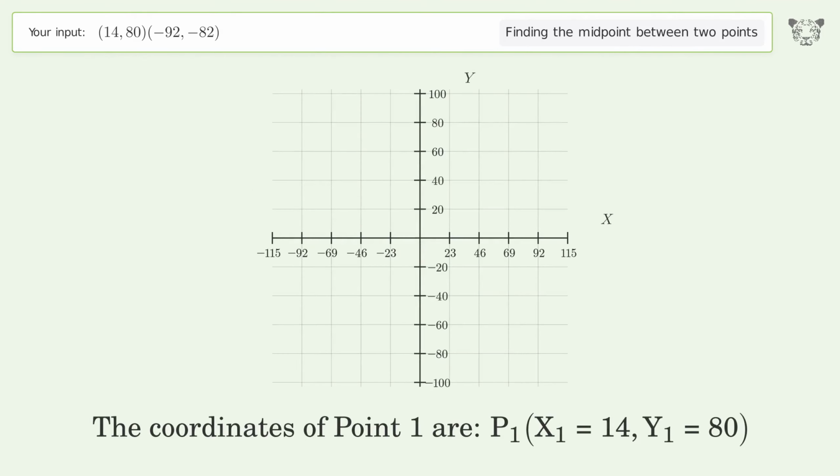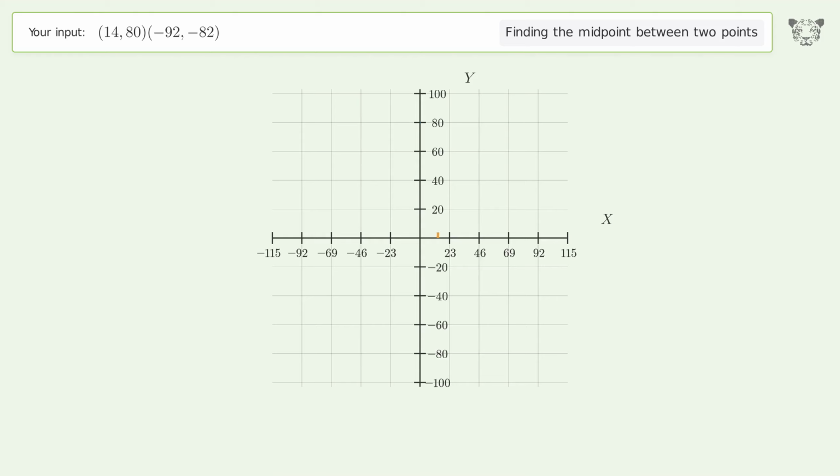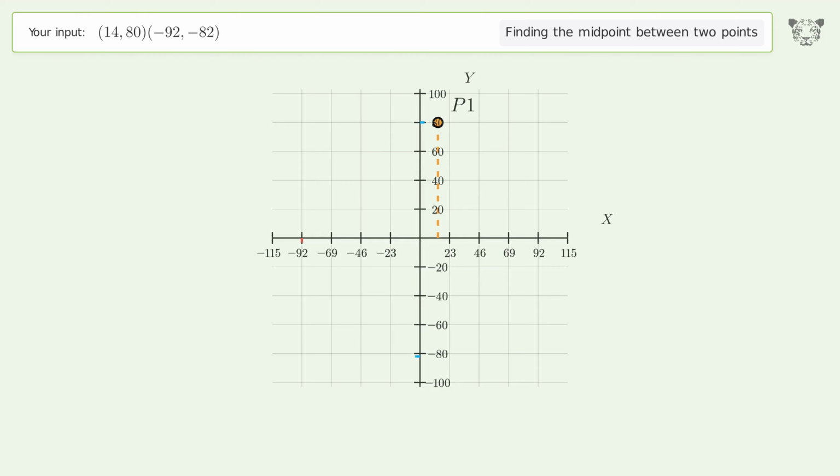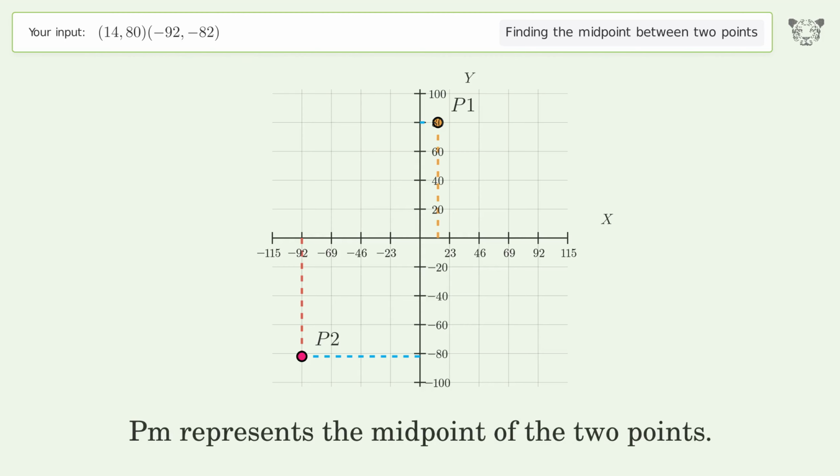The coordinates of point 1 are, x1 equals 14, y1 equals 80. The coordinates of point 2 are, x2 equals -92, y2 equals -82. PM represents the midpoint of the 2 points.